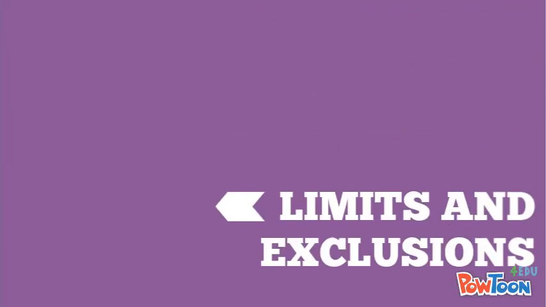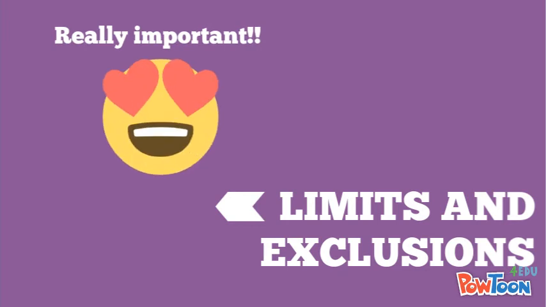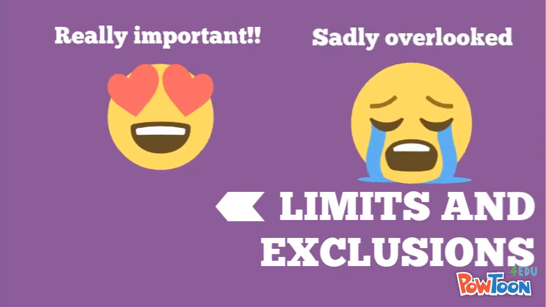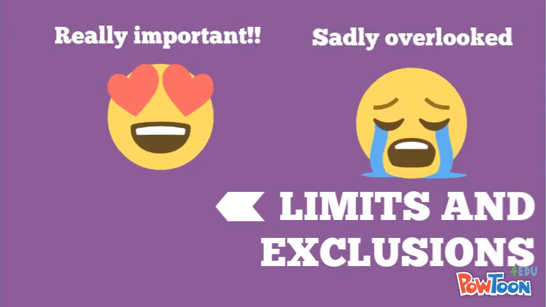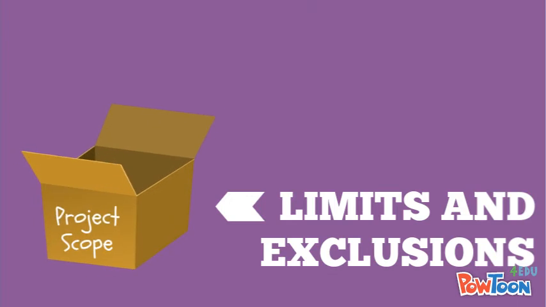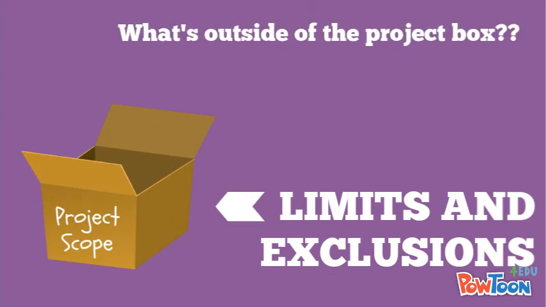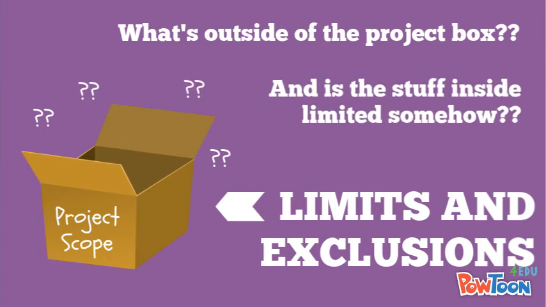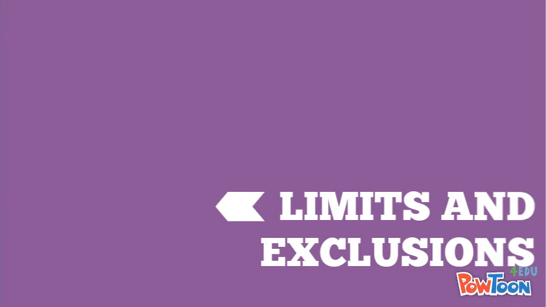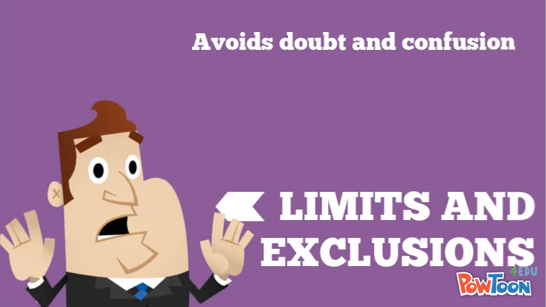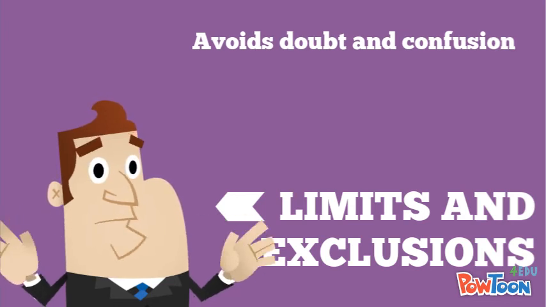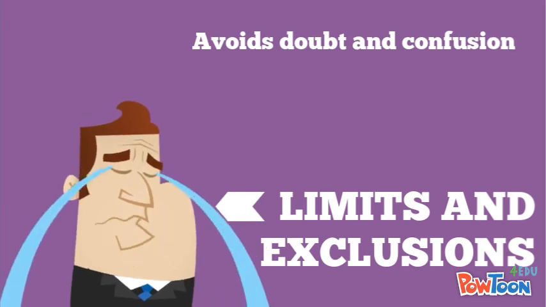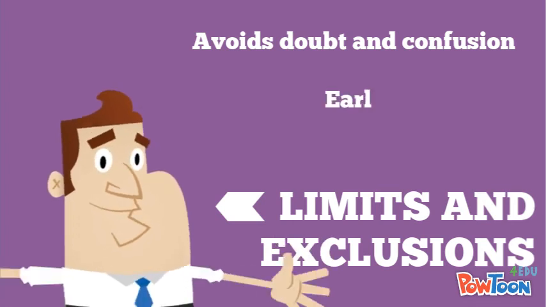The fifth element are the limits and exclusions. This is a really important section and is unfortunately often overlooked. This is where you clearly define things that are out of scope and where you place any limitations around in-scope items. Even if things seem obvious, it is good practice to list them here. This just avoids any doubt and potential confusion later on, which is a common occurrence, and it's always better to clarify things early on in the project.